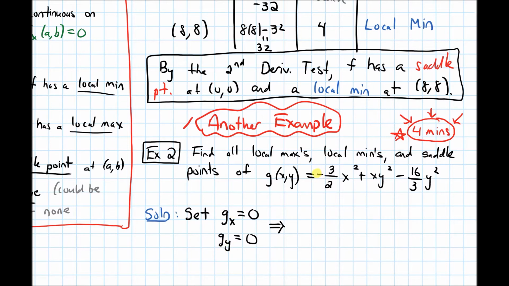So for the partial with respect to x, for the first term I'll get negative 3x. For the next term I'll get plus y squared. And then for the last term, I'll get 0, because it gets treated as a constant. There's no x's in it. And I set that equal to 0. Partial with respect to y now. The first term derivative would be 0. The next term derivative would be 2xy. And the last term would be minus 32 over 3 times y. And I set that equal to 0. All right, so now I have this system of equations, and I'll continue this on the next page.